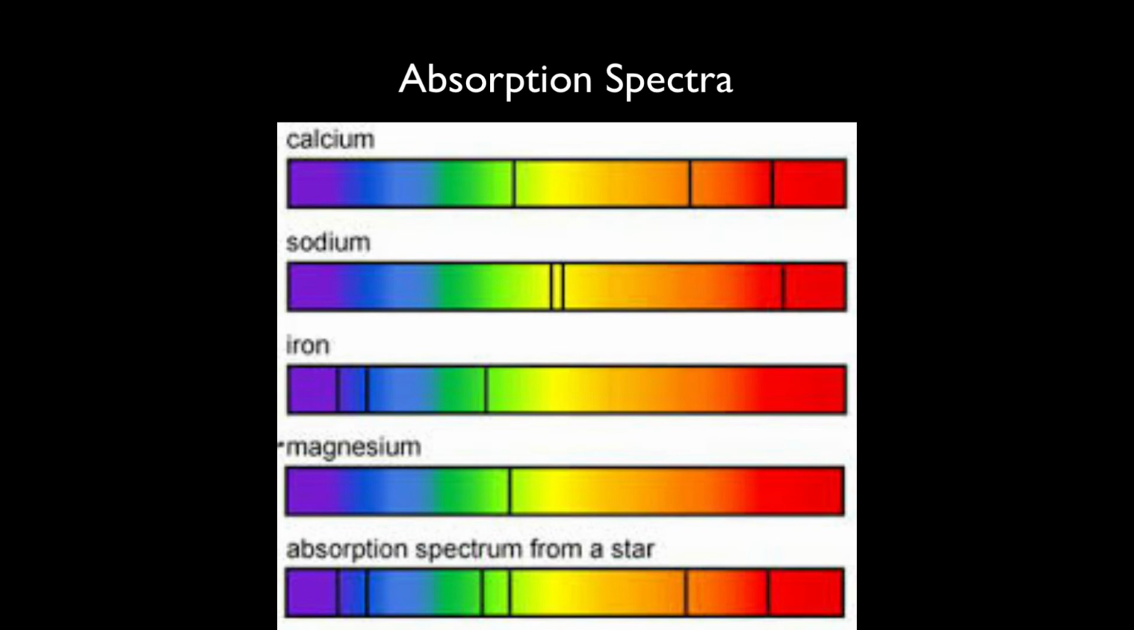So up the top, you can see which wavelengths calcium absorbs, and then sodium, iron, and magnesium. And the absorption spectrum for a star is made up of all the different elements which are found in abundance in the outer shell of the star. So astronomers can analyze these absorption spectra to work out which elements were present in the outer surface of the star.